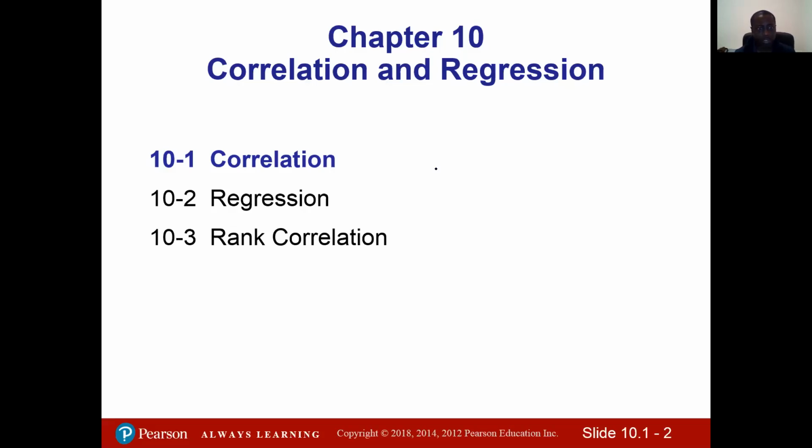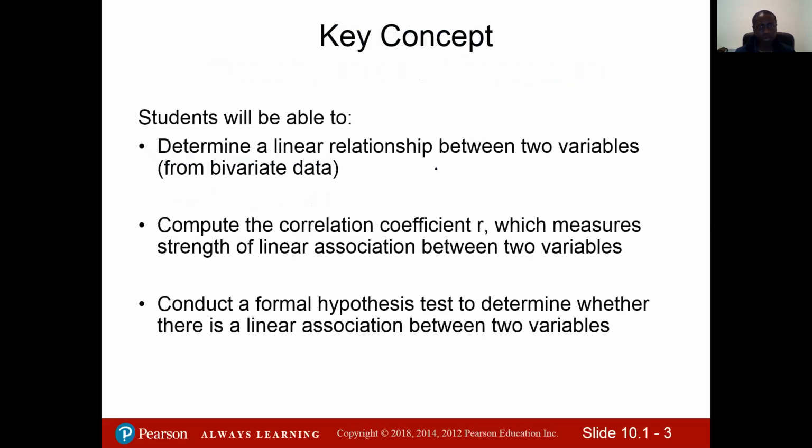Hello class, this is the video for section 10.1 and we talk about the correlation between two things. At the end of this section, you should be able to determine the linear relationship between two variables, which we call the bivariate data, and compute the correlation coefficient denoted by the lowercase letter r. This measures the strength of linear association between two variables.